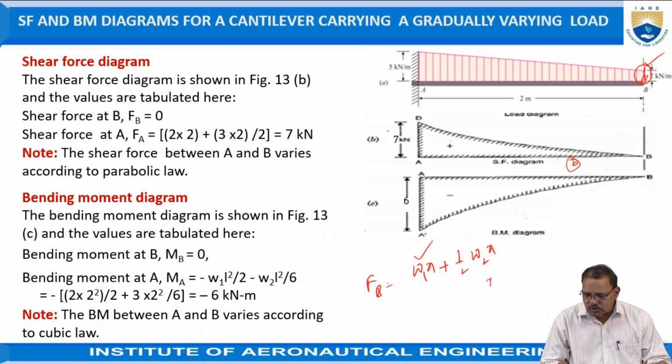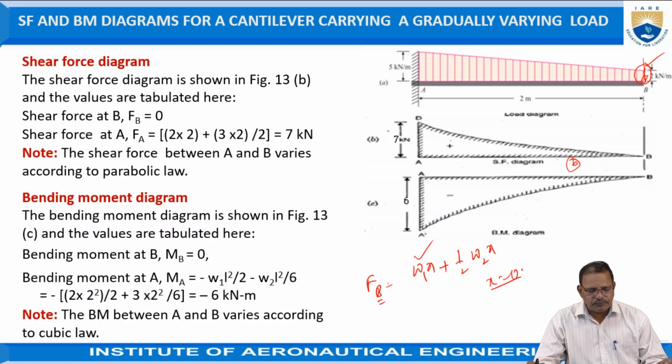When X is equal to 0, that is nothing but at B, because we are measuring the distance with respect to the free end. When X is equal to 0, the shear force acting at the free end is equal to 0, because it is not a point load. It is distributed over its entire length, and moreover it is a combination of uniformly distributed load and gradual load. So by using this equation, when X is equal to 0, FB is equal to 0.